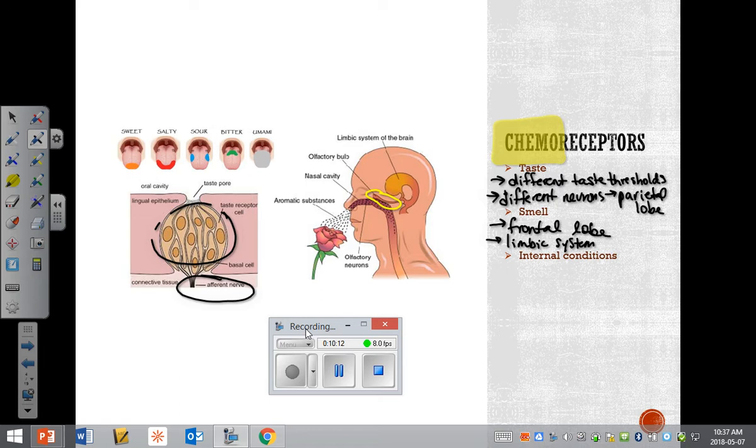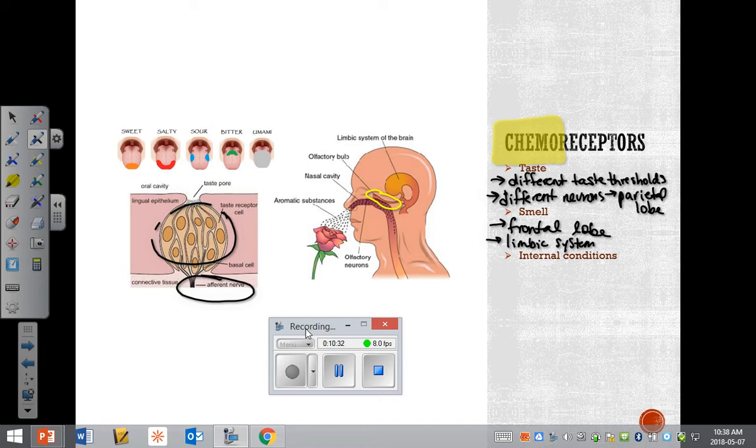So you will not have to, on a test, label structures of your nose or label taste buds on your tongue. You will have to understand that both of them are chemoreceptors, so they detect a molecule which stimulates a receptor, which is a cell attached to a neuron that sends sensory neurons to the central nervous system.